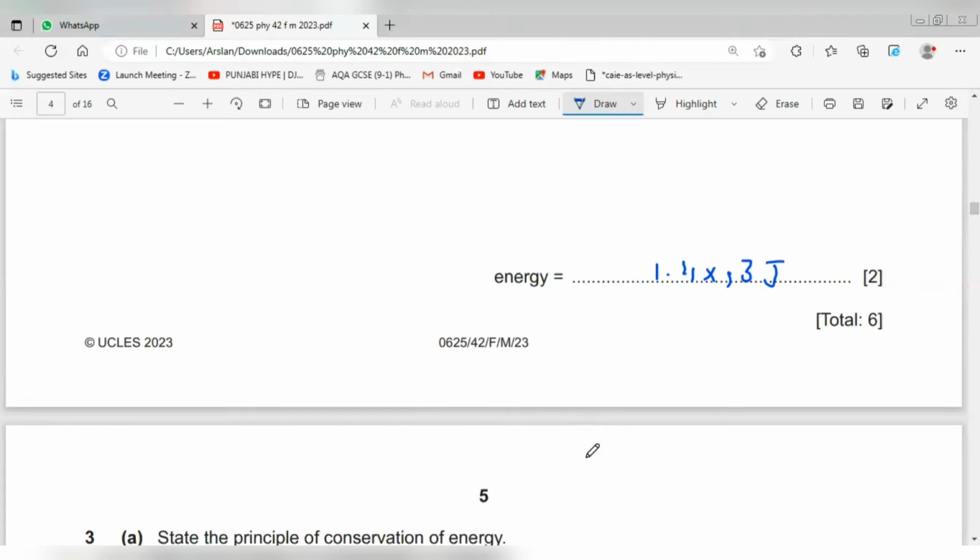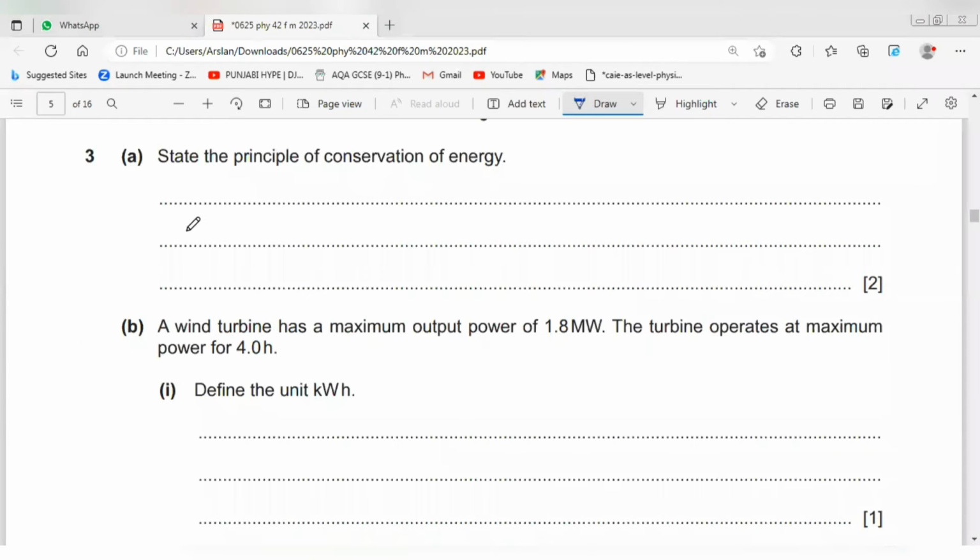So there are two questions completed. So here, question number 3: state the principle of conservation of energy. This principle contains 3 parts. I'll write in short form.